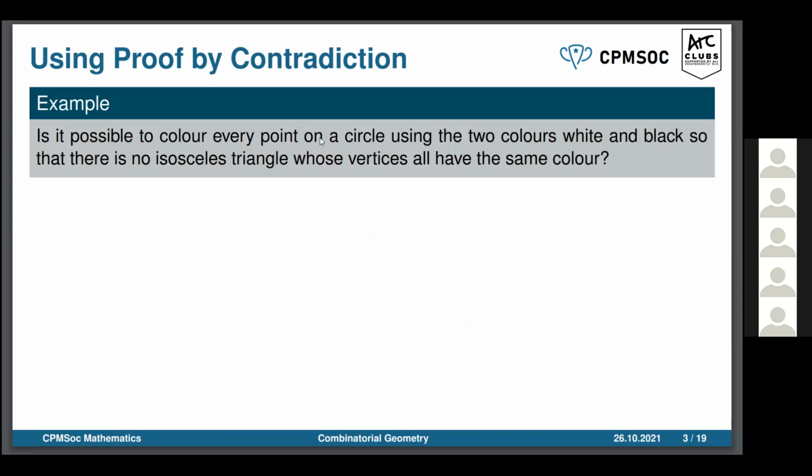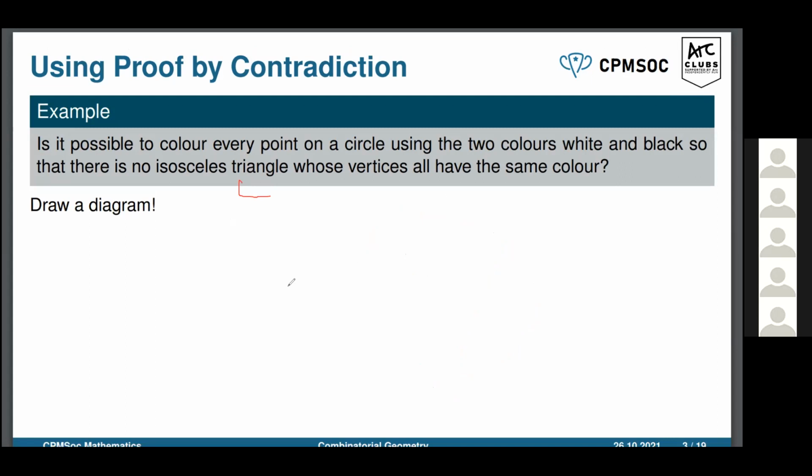So the first step for combinatorial geometry problems is always to draw a diagram and try to label some of the points white and black. I guess you can't manually put infinitely many colors, but you can try to label some of the points white or black at least, and see if you can at least get it working for a finite number of points.